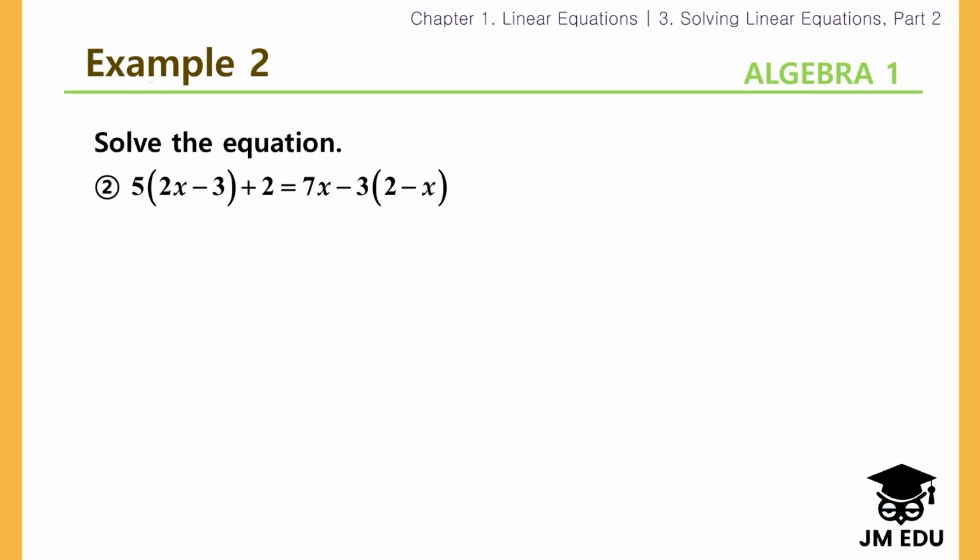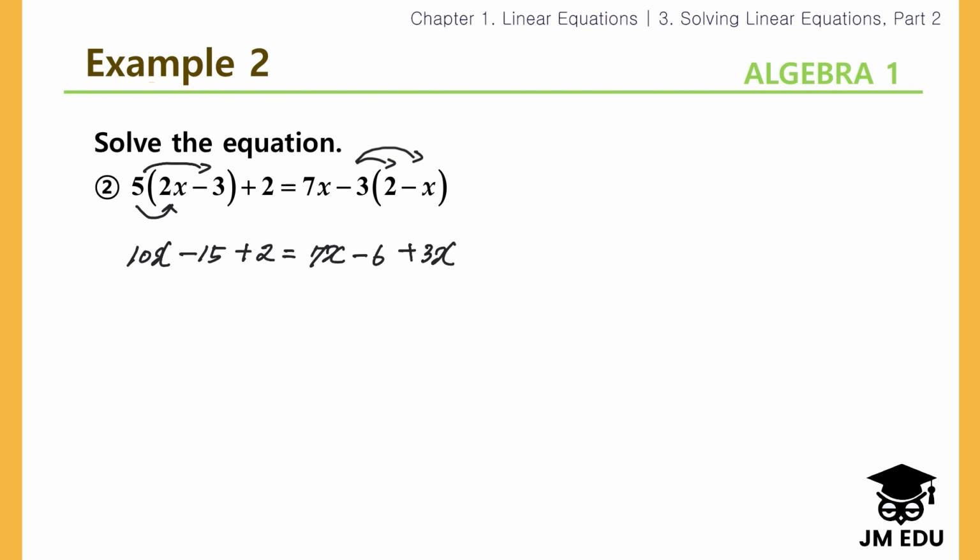Number 2, let's eliminate the parentheses first. So 5 times 2x, that's 10x. 5 times minus 3, that's minus 15. Plus 2 is equal to 7x. Minus 3 times 2, minus 6. Minus 3 times minus x, that's plus 3x.